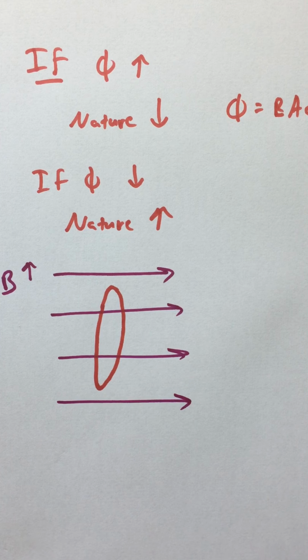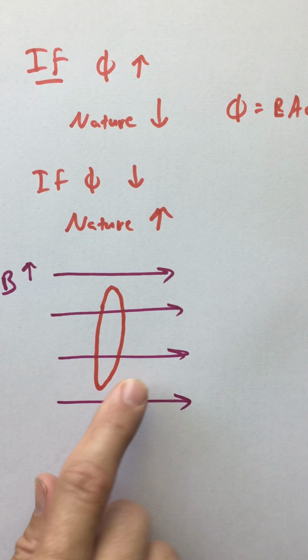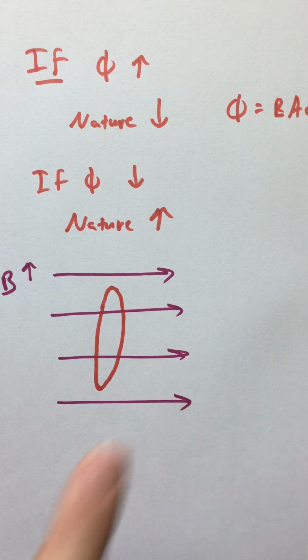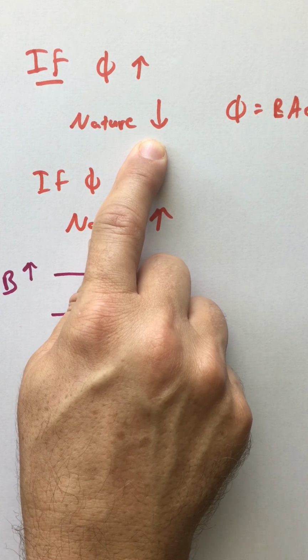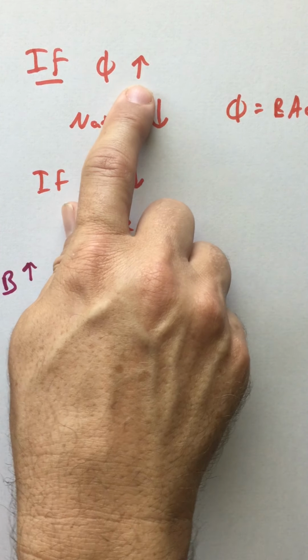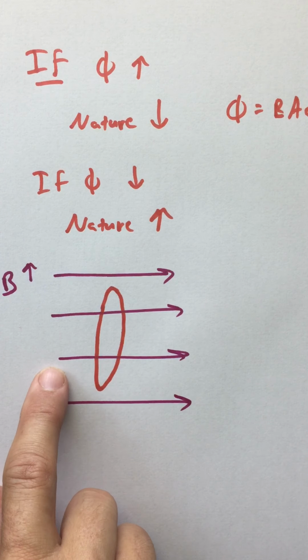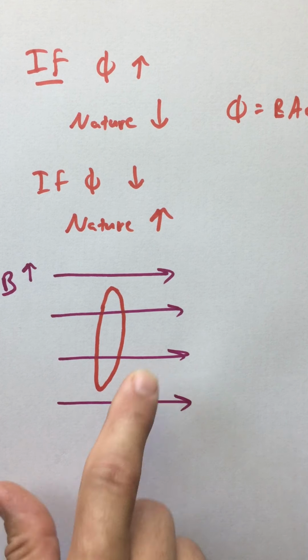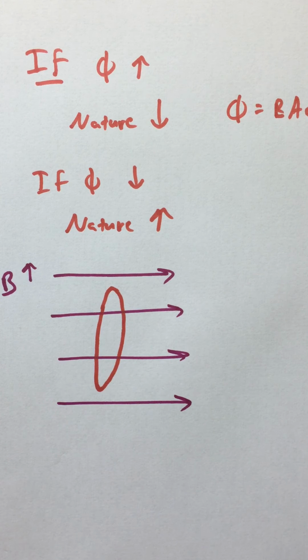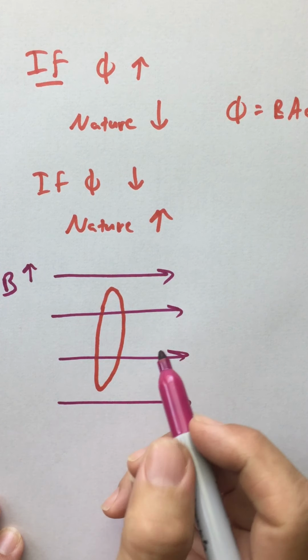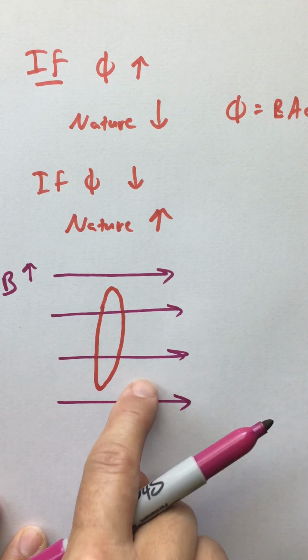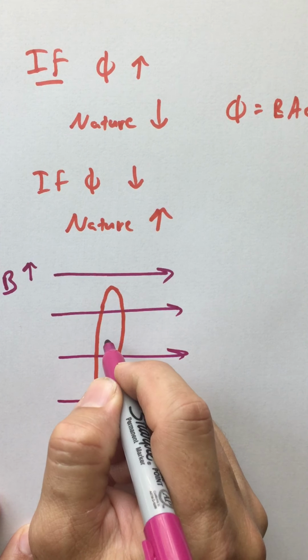So think about it. And this is critical. You've got to go through these thinking steps here. The magnetic field is pointed to the right and it's increasing. Nature wants to decrease it. Nature hates change. So if the flux is increasing, nature wants to decrease it. The flux is coming from the field to the right. Nature wants to decrease it. So nature has to induce a field that will decrease the flux. What does that have to look like?